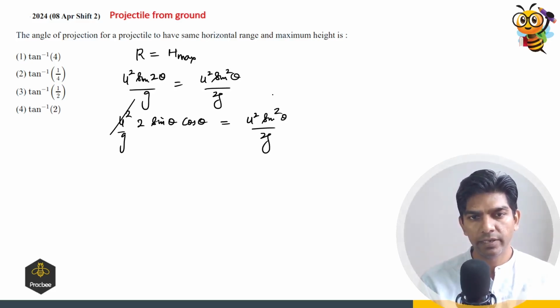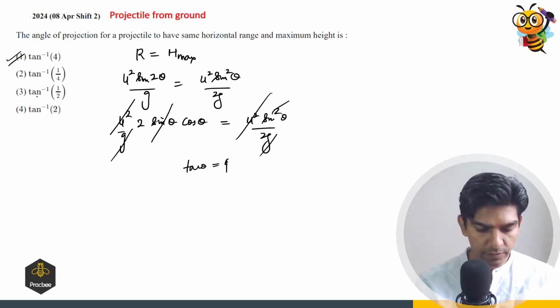So u square will get eliminated, g will get eliminated, 1 sine theta will get eliminated. So we can say tan theta comes out to be 4. So option 1 is the right answer.